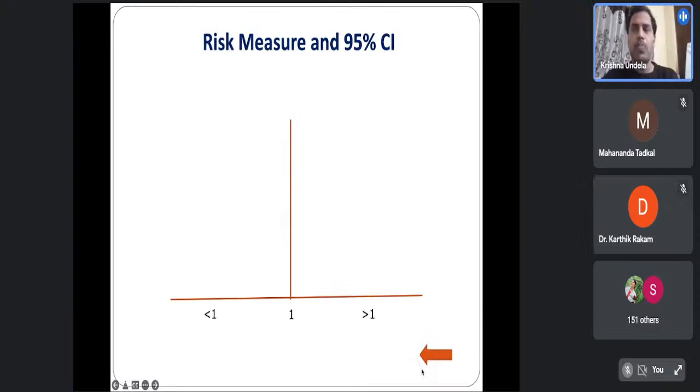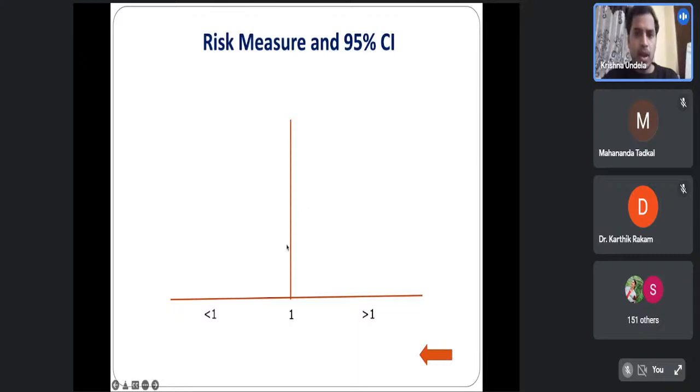So I'll take you to this slide. How to interpret if you get a relative risk, a hazard ratio, or an odds ratio, whatever it may be. Among these three, the interpretation is very, very simple. Maybe people explained it to you previously in a complicated way, but there is a very simple way of understanding any risk measure, along with the 95% confidence interval. There are some standard points. If you cannot remember, just note it down.